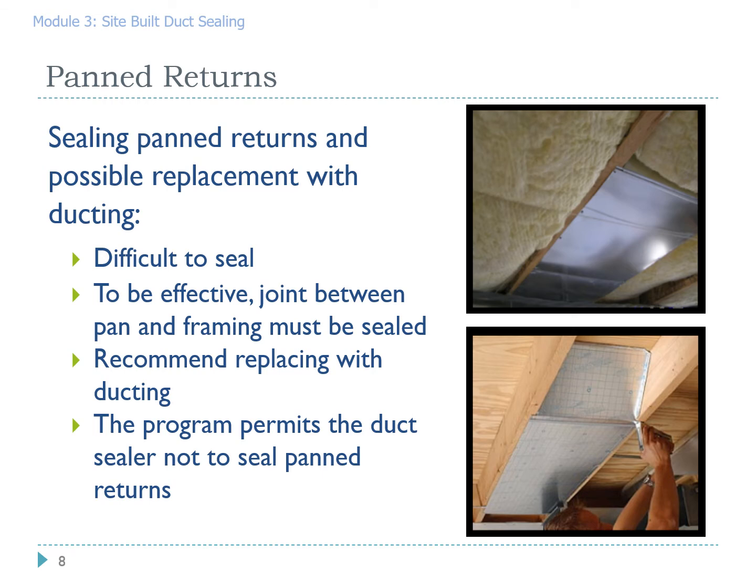Pan returns, or cavities used to convey conditioned air, can be quite challenging to the duct sealer. They tend to leak in many places. They can leak where the pan meets the bottom of the joist. They can also leak where the joist meets the floor. In older homes where you have diagonal tongue and groove flooring, that leak can be very substantial. You might want to consider abandoning the return, but make sure you have enough return for the system. Oftentimes establishing a sheet metal return duct is a good alternative. Also, in cases where it's just too expensive to fix, the program permits the duct sealer not to seal pan returns.